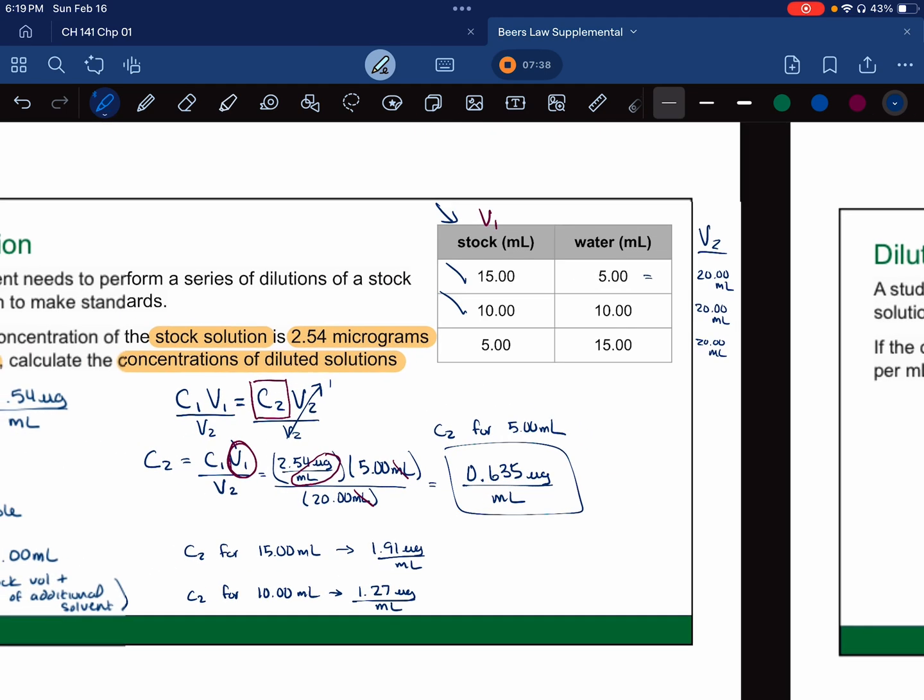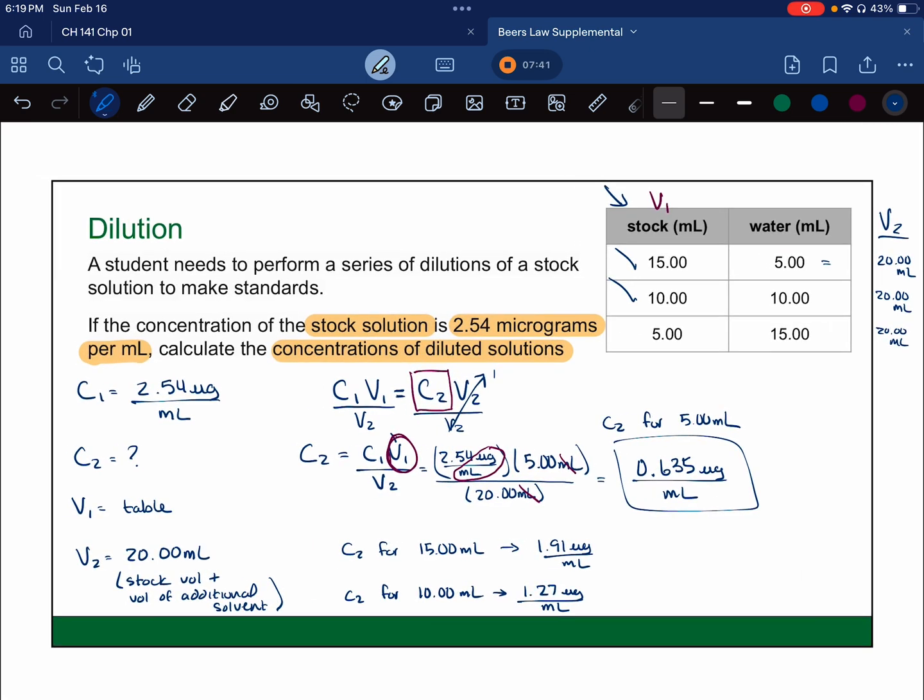So you can see using the dilution equation is really straightforward. Just make sure that you're clear on what each variable means and be clear with your work so you don't accidentally switch anything out.